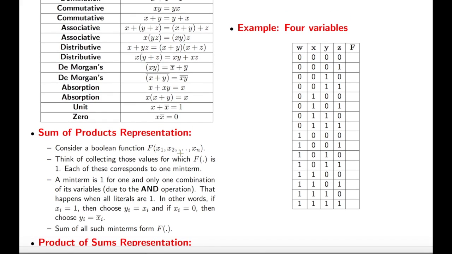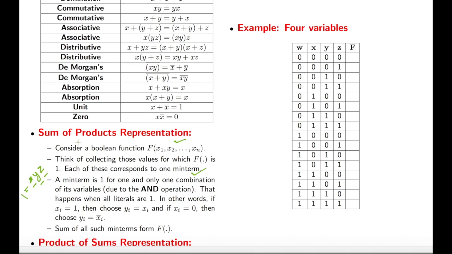Now consider a Boolean function which is a mapping again from n variables to one variable. Think of collecting those values for which this is 1. Each of these corresponds to one min term. How? Note that a min term is 1 for one and only one combination of its variables due to the AND operation. If we have x, y, z equal to 1, this means this should be 1, this should be 1, and this should be 1. There's no other combination which gives the product equal to 1.